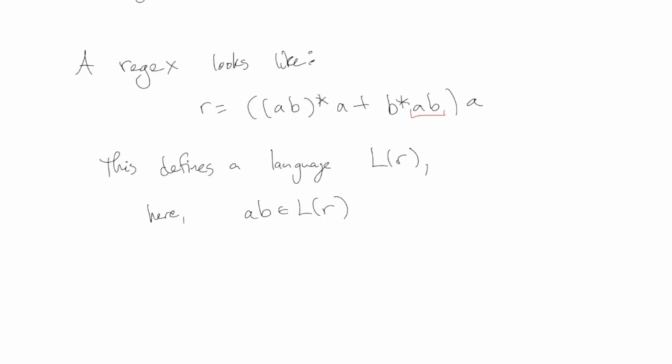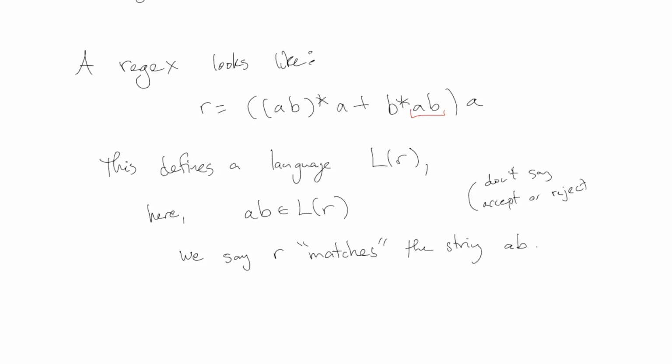Now, if this was a machine, I would say AB is accepted, but this is just like a cultural thing. People talk about regular expressions differently. You don't use the word accepted here. We say R, the regular expression, matches the string AB. So don't say accept or reject. This is another club hack. When you're talking about regular expressions in the club, don't say they accept or reject. People will know what you mean, but the proper verbiage is it matches the string, or I don't think there is an opposite, it does not match the string. All right? Don't say accept or reject for regular expressions.